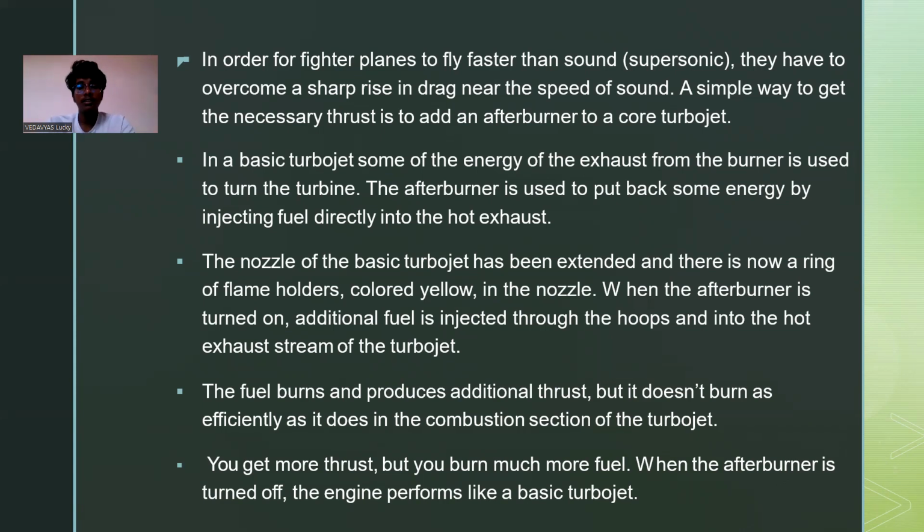The nozzle is that of a basic turbojet. The nozzle of the basic turbojet has been extended and there is now a ring of flame holders, colored yellow, in the nozzle. When the afterburner is turned on, additional fuel is injected through the hoops and into the hot exhaust stream of the turbojet, which makes the fuel burn and produce additional thrust. But it doesn't burn as efficiently as it does in the combustion section of the turbojet, so we have more wastage of fuel and the fuel consumption also increases. You get more thrust, but you burn more fuel. When the afterburner is turned off, the engine performs like a basic turbojet.